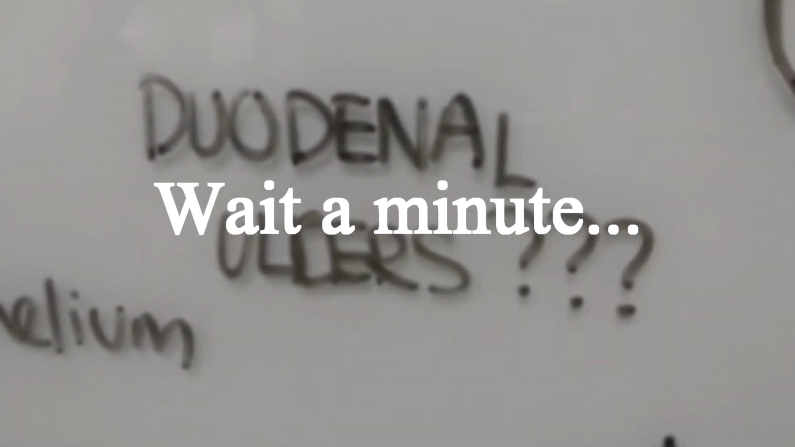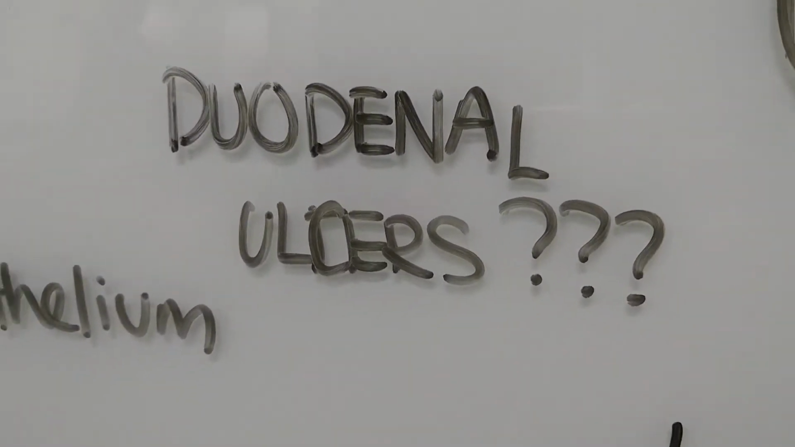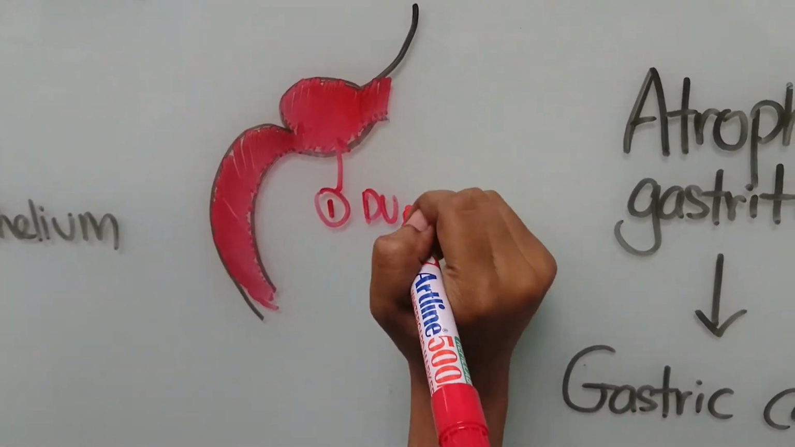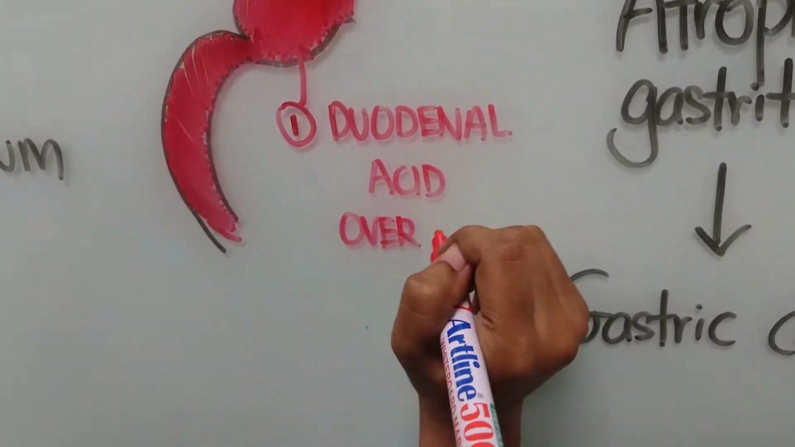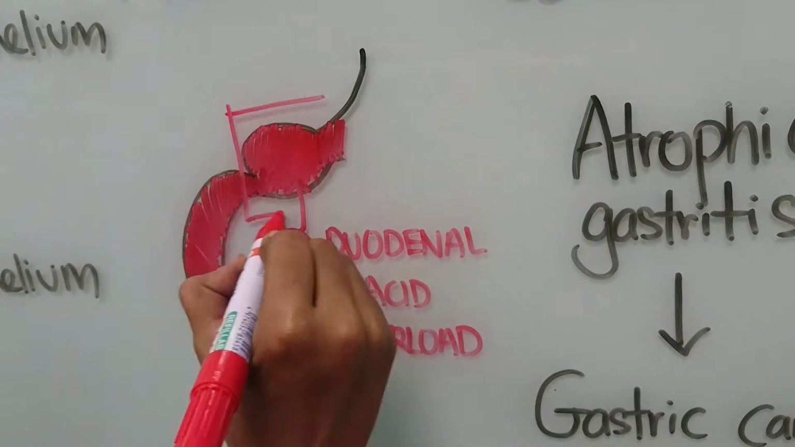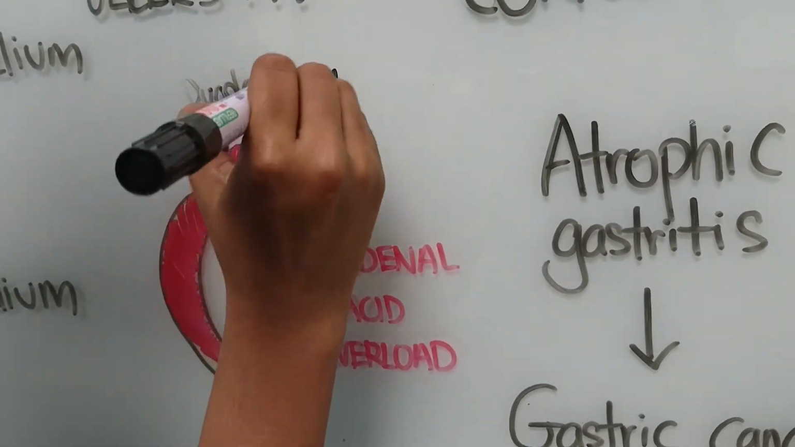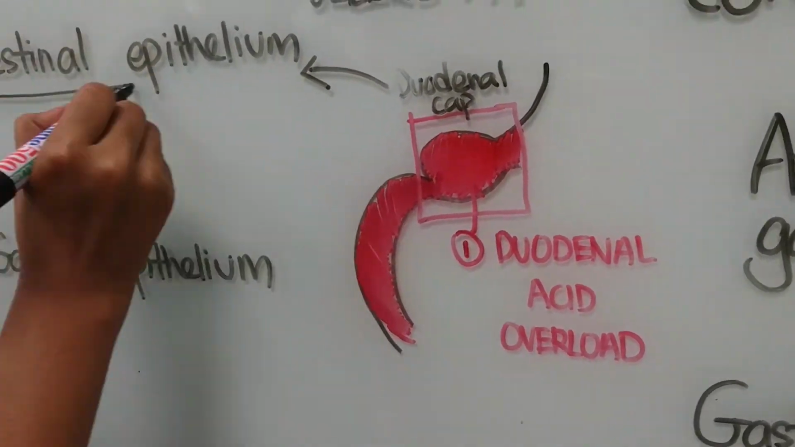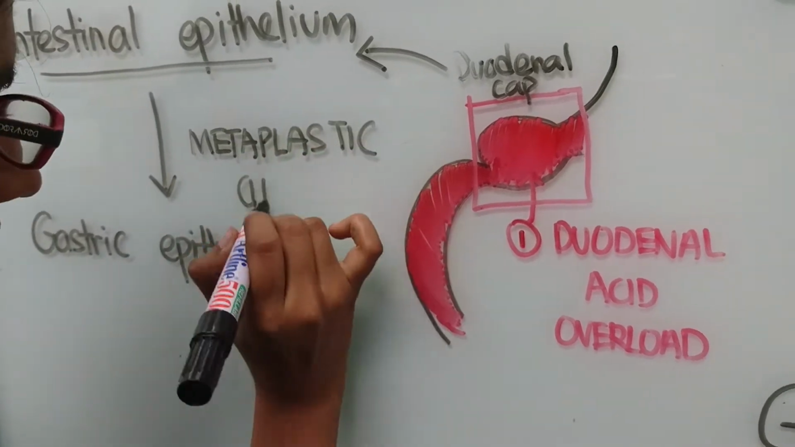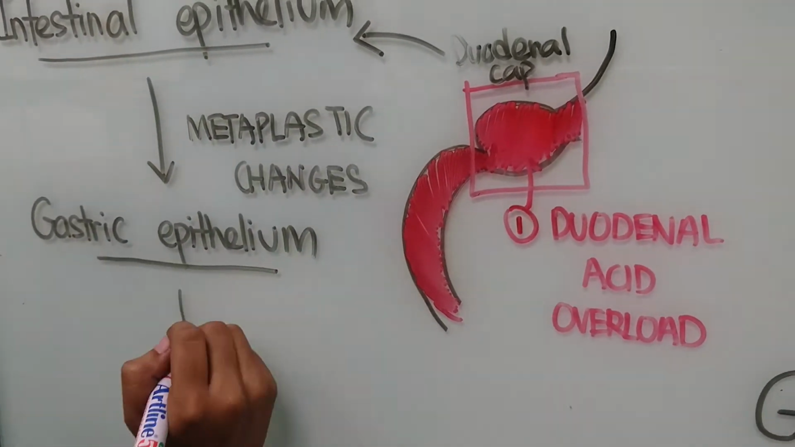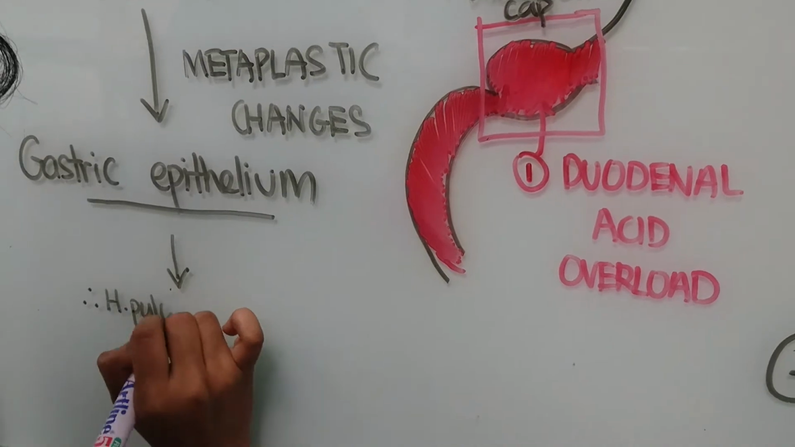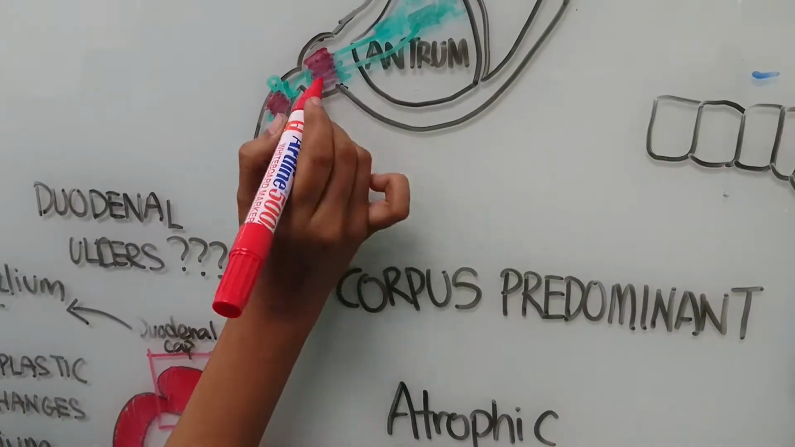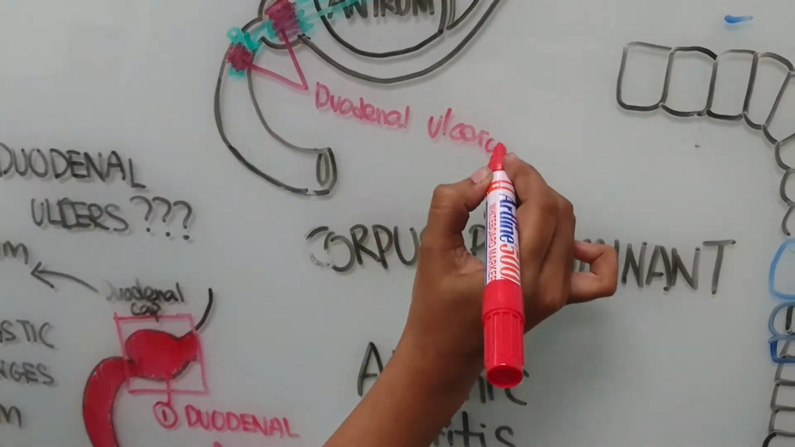So if all this is happening in the gastric region, how do duodenal ulcers occur? Well, due to the mentioned gastric hypersecretion, duodenal acid overload occurs, which causes metaplasia in the duodenum, particularly the duodenal cap. Hence, the normal intestinal epithelium is converted to gastric epithelium, allowing H. pylori colonization of the islands of gastric metaplasia, leading to the acceleration of duodenal ulcerogenesis.